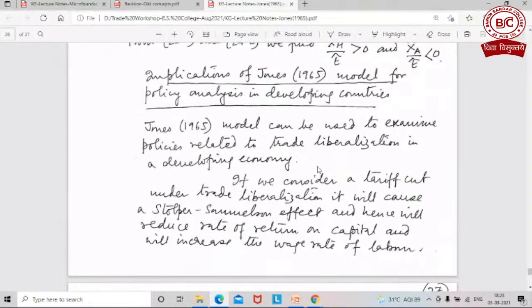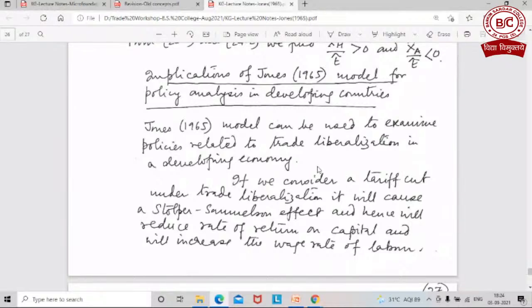Yes, sir. If you open up, that means allow more importers, more foreign perfumes to come to our country, more Reid and Taylor shirts, Van Heusen, Peter England to come to our country, so that they can compete with the domestic producers of Ahmedabad mill. So that is liberalization. That means we are opening up. That is tariff liberalization. So that can be captured through the Stolper-Samuelson theorem.